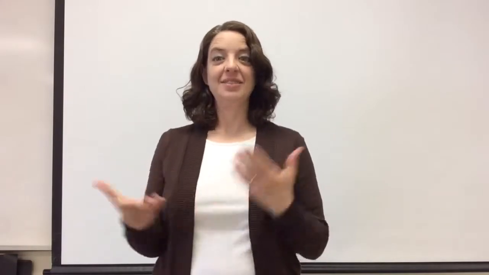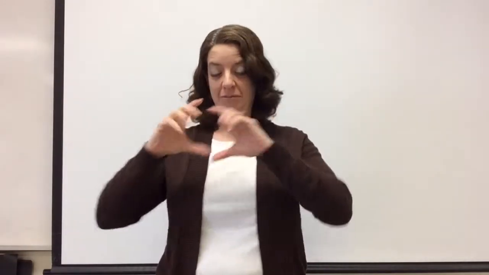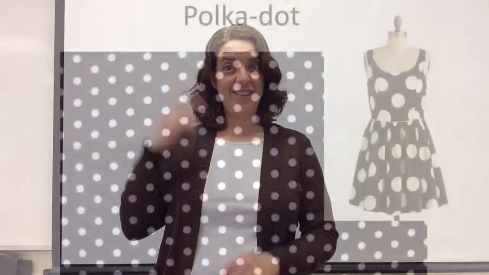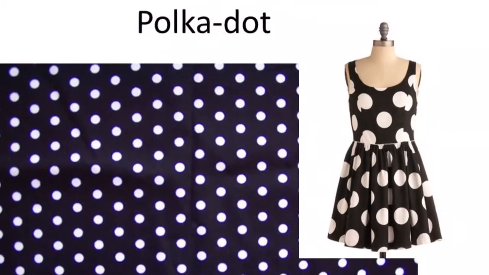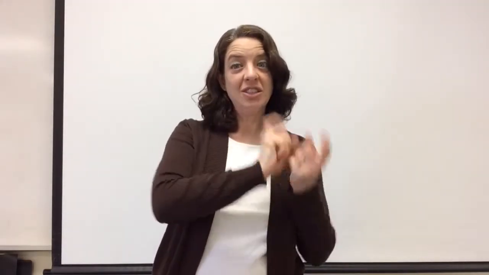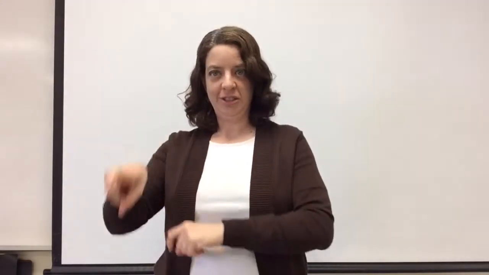So polka dots have an F hand shape, and then they look like this. But maybe they don't look like those kind of polka dots. Maybe they're great big polka dots, like this dress. If the shape changes, then the sign needs to change too.